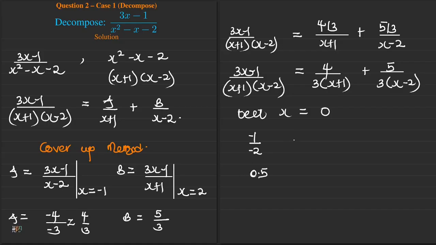This is similar to the previous one we did. But the only difference is we were supposed to do our own factorization. So for this, we have 4 over 3 into bracket 0 plus 1 gives us a 3, then plus 5 over 3 times negative 2, that gives us a negative 6. This negative affects this to give us what? A positive.